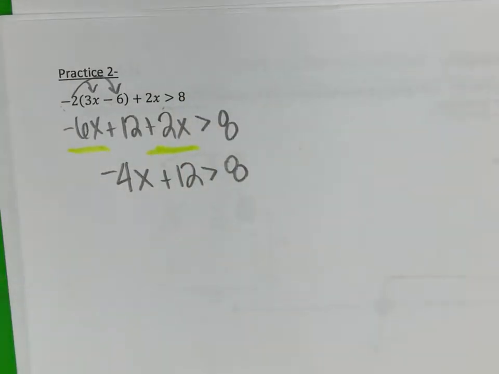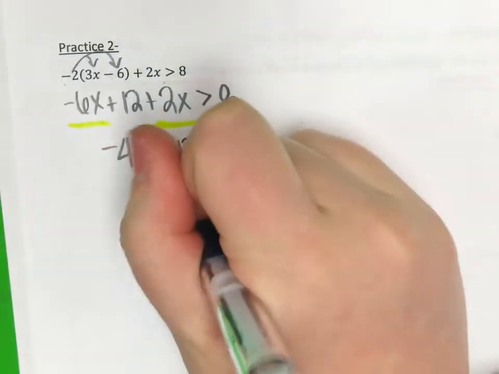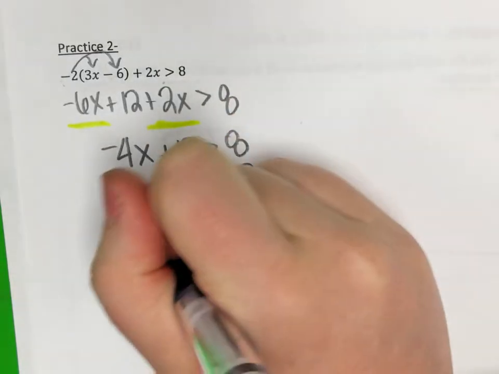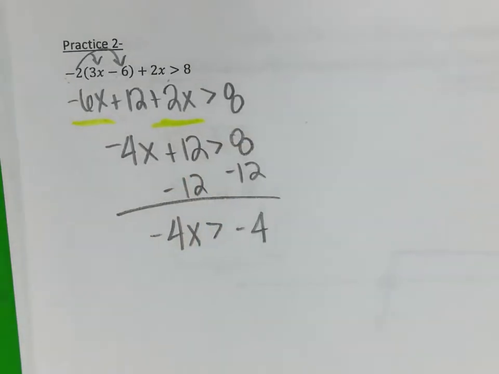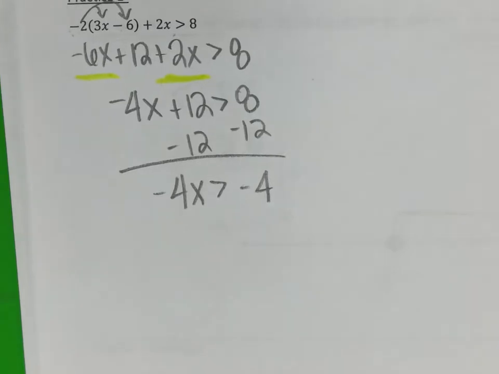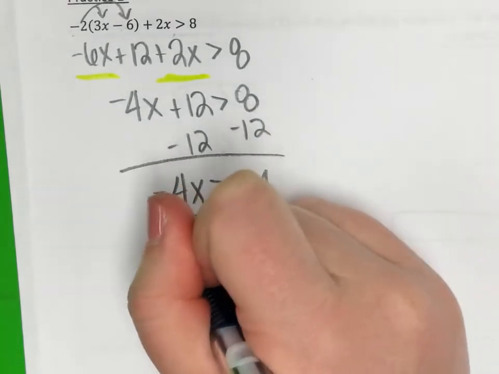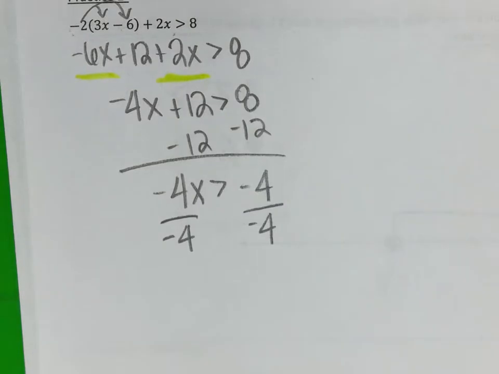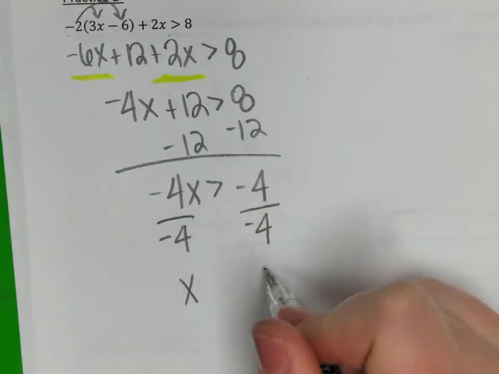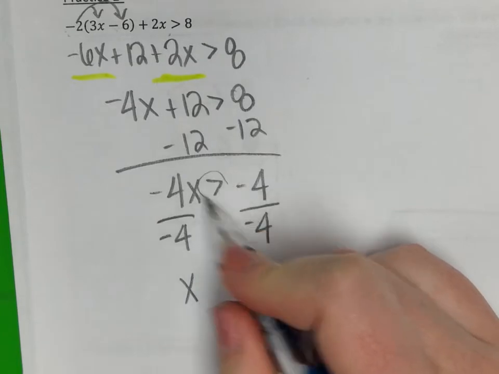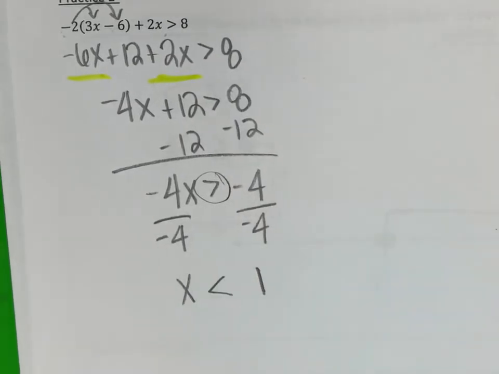And y'all, we're at a 2-step at this point. So now what? Minus 12. Good. Minus 12, minus 12. Negative 4x is greater than what? Negative 4. Took y'all a while. And now we divide both sides by? Careful. Negative 4. And since we divide by a negative, what happens? It does become a positive 1, but what happens to our inequality? It's going to be flipped.